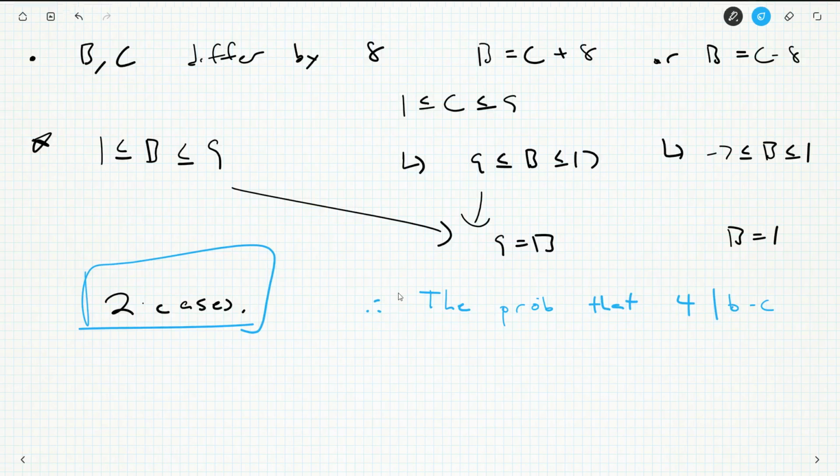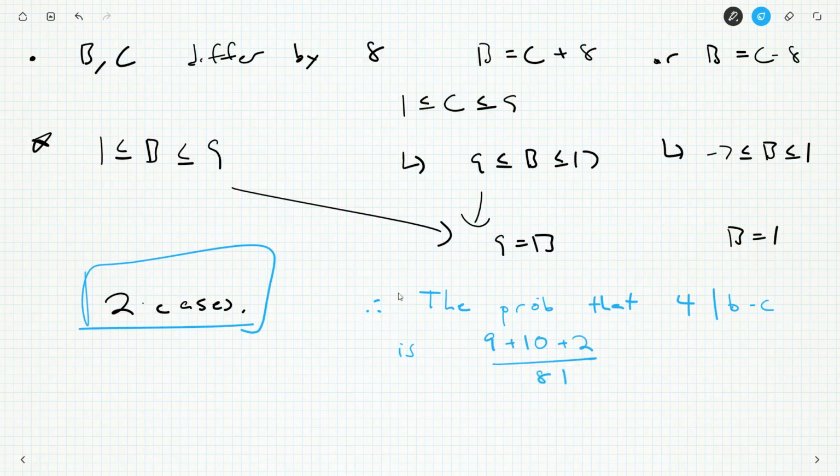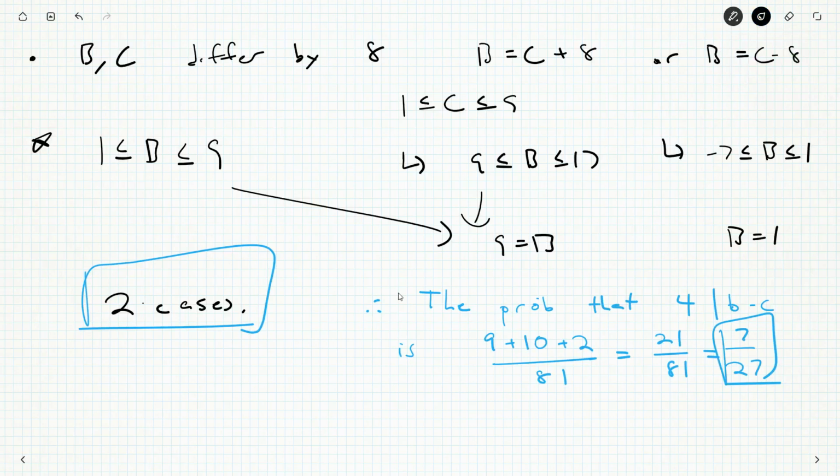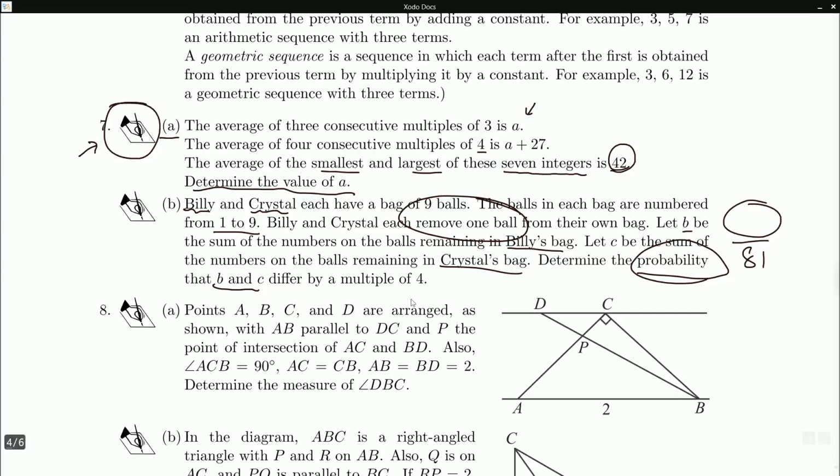So the probability that 4 divides b minus c, that b and c differ by a multiple of 4, is, so it's 9 cases, 10 cases, 2 cases out of 81. So that'll be 21 out of 81. Multiple of 3, so that's 7 out of 27. And there we go. So we'll switch it back to black there, and yeah, nothing else to do for that question. We're good to go.